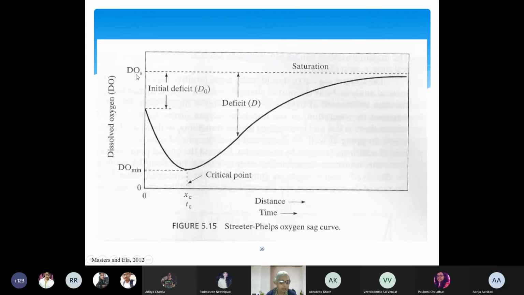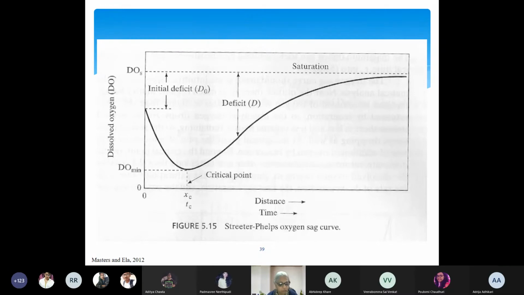So DO saturation for that temperature and salinity condition is already going to cause some deficit. For the temperature and salinity in the water at that point, at x equal to 0, t equal to 0, you will have a certain DO saturation value. Now, the water also has some organic matter, and that organic matter is going to cause the DO level to be less than saturation. It's extremely rare to find a water sample that is exactly at DO saturation. Unless it's really pure, really clean water, it will not be at DO saturation.